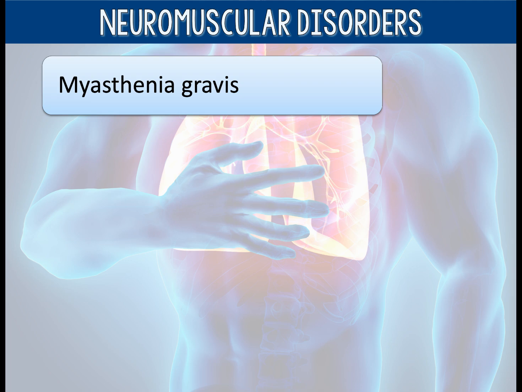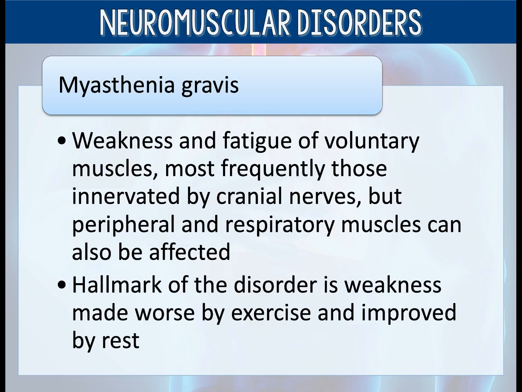Myasthenia gravis: patients experience weakness and fatigue of the voluntary muscles. And the hallmark of this disorder is weakness made worse by exercise and improved by rest. So when the patient is doing something, all of a sudden they feel very weak, the muscles are weak, but then it gets better when they're resting. So that's the hallmark of this disorder.